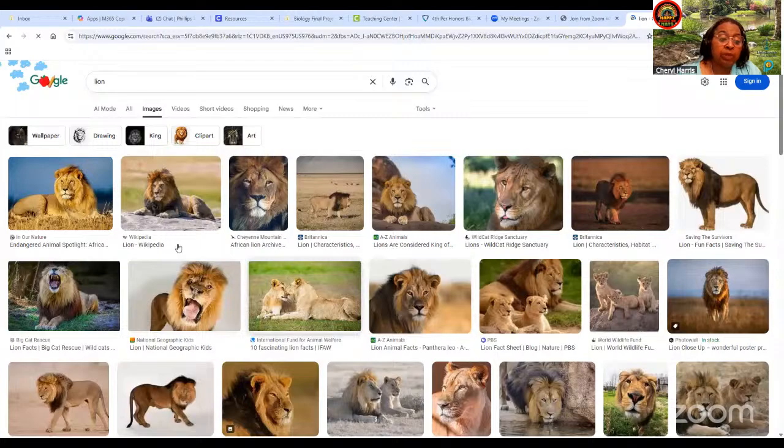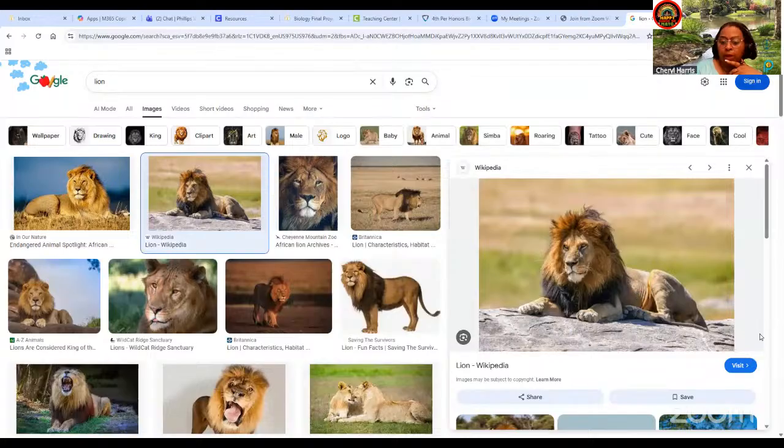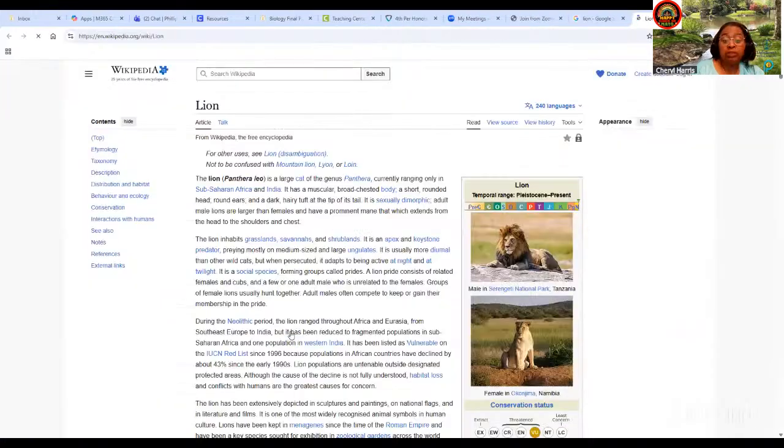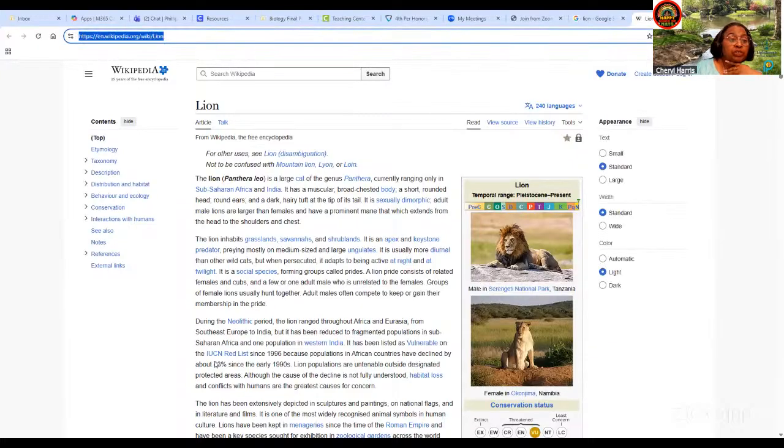Your source is not Wikipedia. Hold on, come on. Although it might be, my computer is slow. There we go. All right, so if you go here and you visit, a lot of times with your picture, if you visit the place where the picture came from, look, you get all this information. This particular one is Wikipedia. So you see this link up here? That's your source, not Google Images. This is your source link up here.